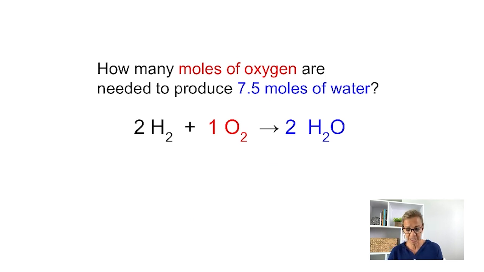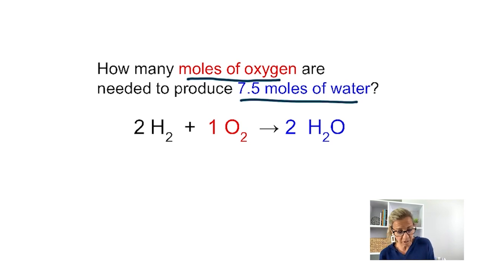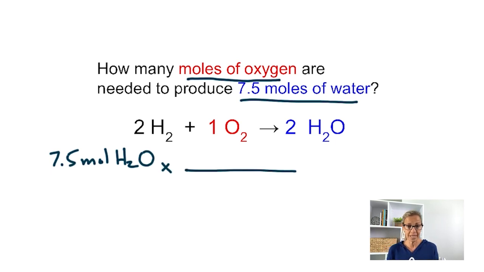Here's a reaction that we've seen before, hydrogen and oxygen making water. So we are given a quantity of one substance. We're given moles of water, and we're asked to find moles of oxygen that are needed to make 7.5 moles of water. So let's start by writing the given, 7.5 moles of water, and then we're going to use one of our mole ratios. Now, whatever unit we have, we want to put opposite so that it will cancel when we multiply. So put moles of water on the bottom, and then moles of what you're going to on the top, which would be oxygen.